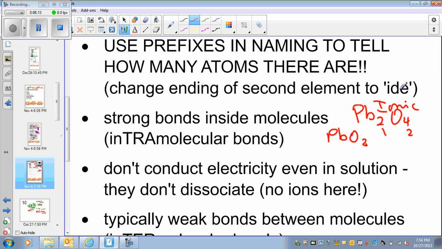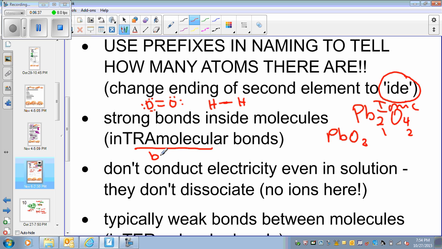And the second element will still end up with the name ending in ide. They have strong bonds. Covalent bonds are very strong bonds because, as I said, the two nuclei from each side are holding the two electrons. So whenever we make this covalent bond, they're very strong bonds. We call them intramolecular bonds. Intramolecular means the bond that is holding two atoms together.